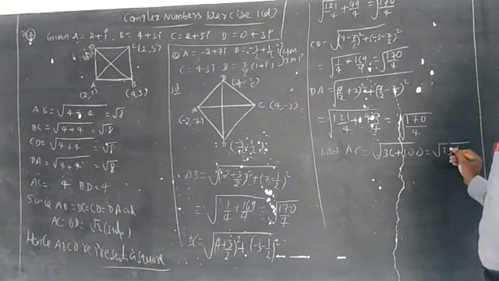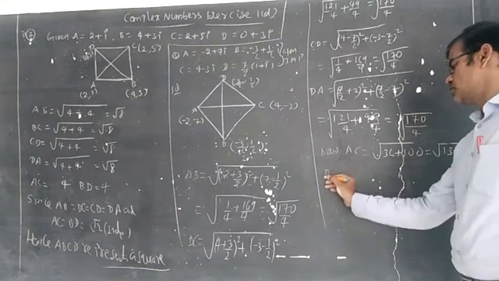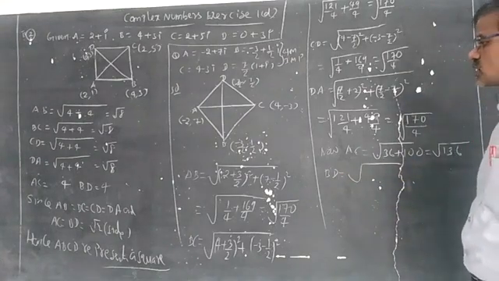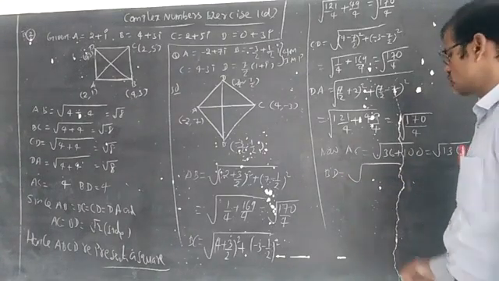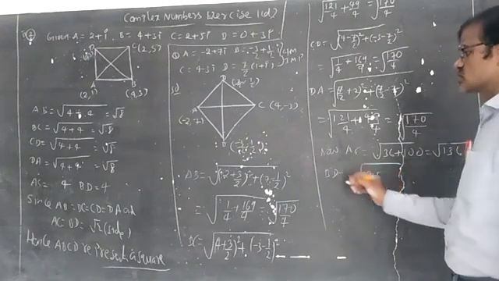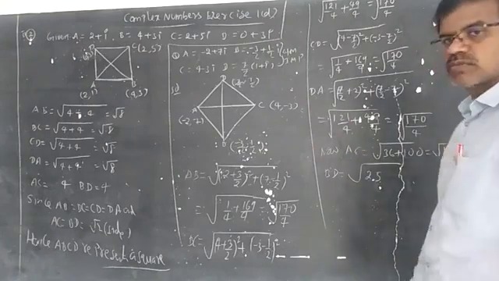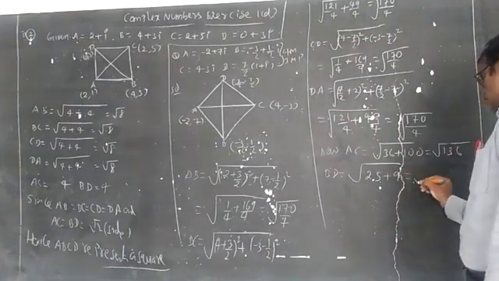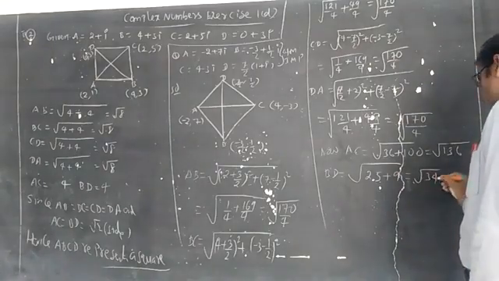Root 136. Now BD is equal to the length of the diagonal: root of (7/2 + 3/2) whole square, 7 plus 3 is 10, 10 by 2 is 5, 5 whole square is 25. Next, (7/2 minus 1/2), 7 minus 1 is 6, 6 by 2 is 3, 3 whole square is 9, so it is root 34.